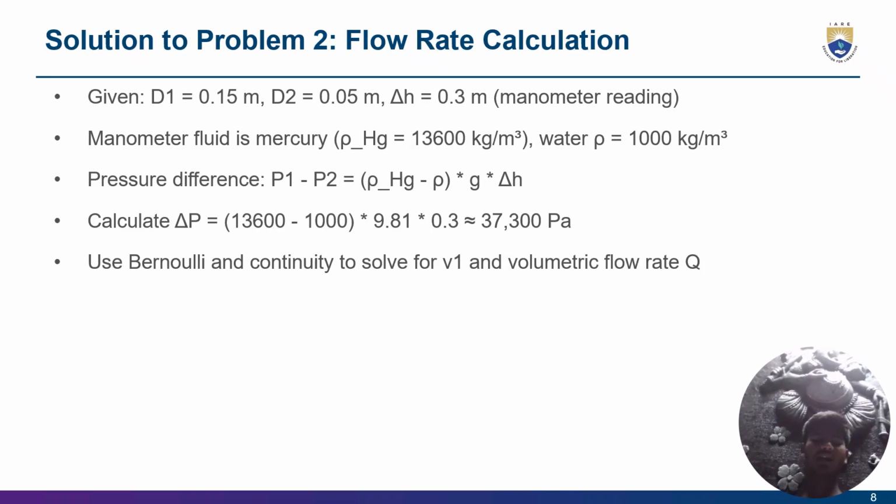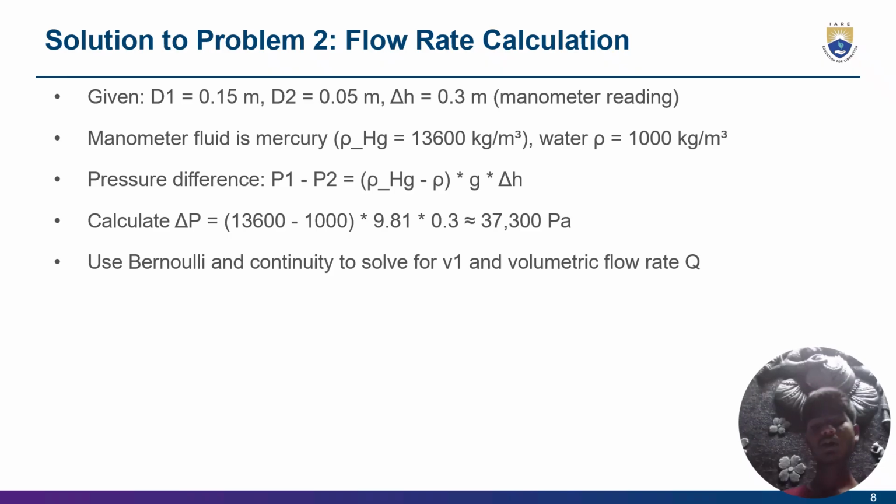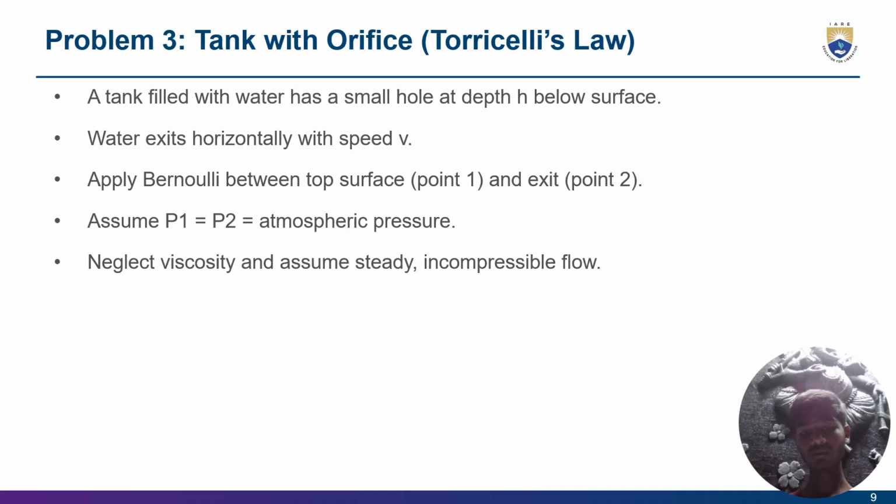Solution to flow rate calculation. Given D1 equals 0.15, D2 equals 0.05, delta H equals 0.3. Mercury rho Hg equals 13,600 kilogram per meter cube, water rho equals 1000.